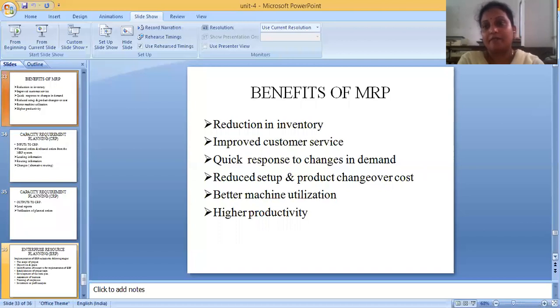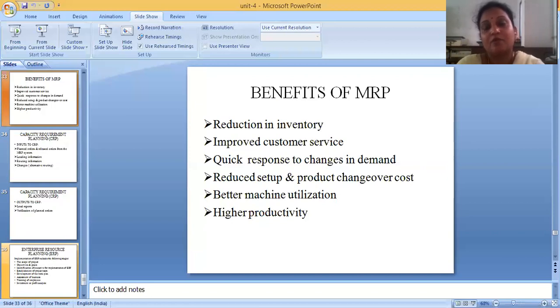So what are the benefits of this MRP? First one is reduction in inventory. Here you don't have so much stock. So you will understand what stock you need, what production is going on, how much you have to purchase and how much you have, what your future orders are. Everything you'll come to know. So that is about reduction in inventory.